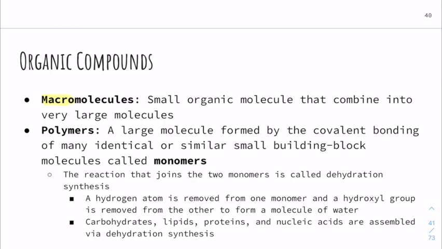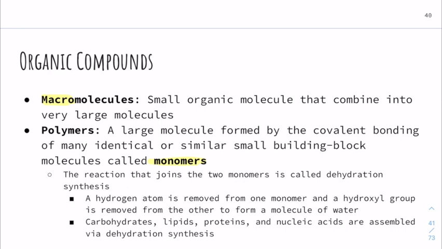The reaction that joins 2 monomers is called a dehydration synthesis. A hydrogen atom is removed from one monomer and a hydroxyl group is removed from the other to form a molecule of water. Carbohydrates, lipids, which are fats, proteins, and nucleic acids are assembled via dehydration synthesis. So we're taking 2 monomers and joining them together in dehydration synthesis.